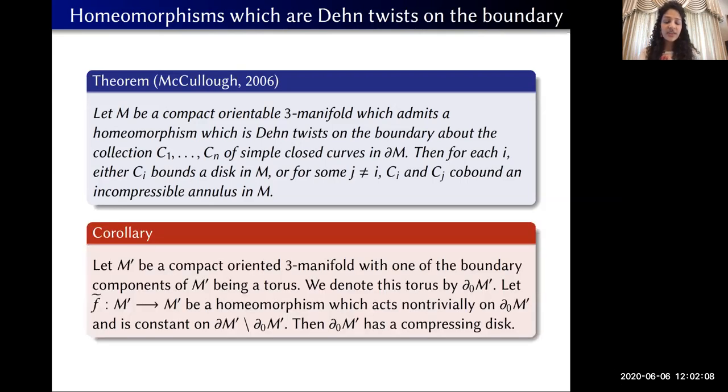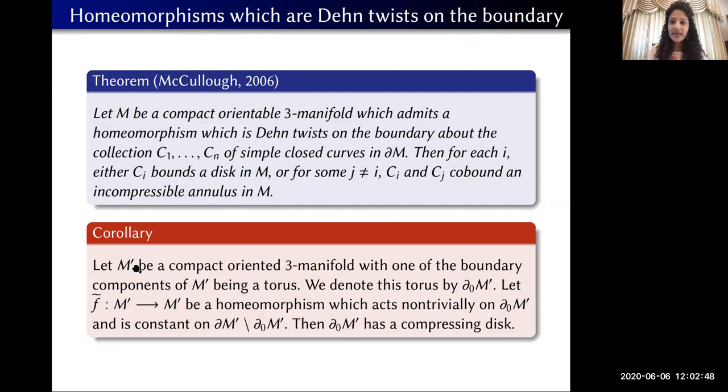And an immediate corollary of this is as follows. If you have a compact oriented 3-manifold, one of whose boundary components is a torus, and say you denote this torus by the boundary of knot M′, and you have F̃, which is a self-homeomorphism of this 3-manifold, which acts non-trivially on this boundary torus and is constant on the complement, then this torus contains a compressing disk. Okay, so one thing I want to call attention to is that I have mentioned M′ here instead of M.